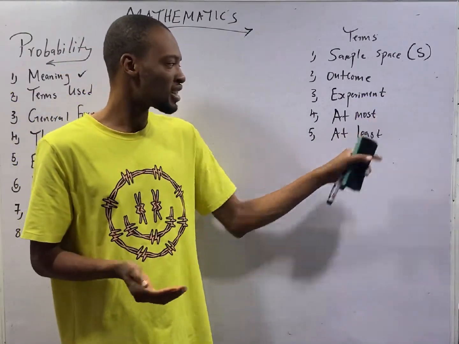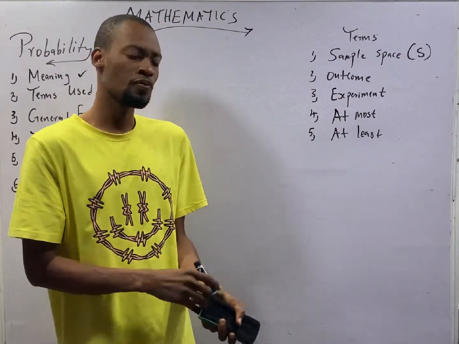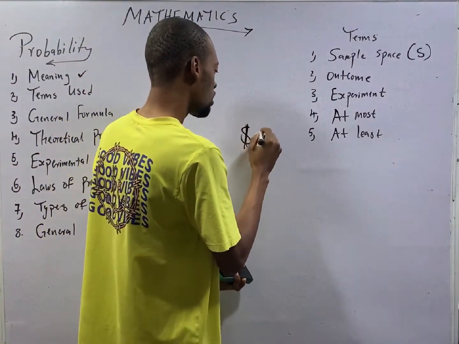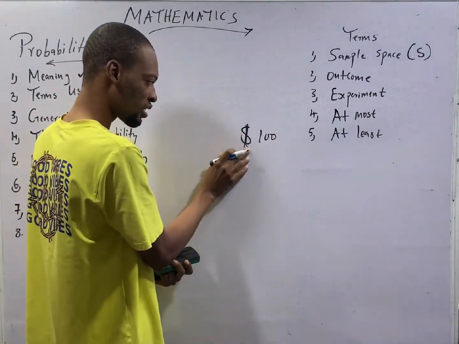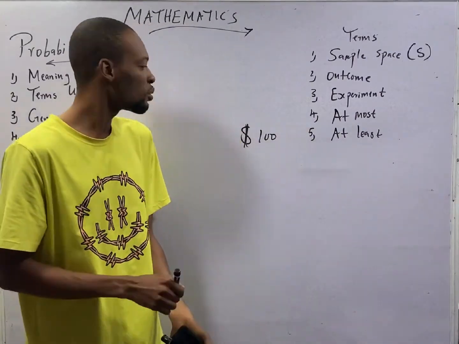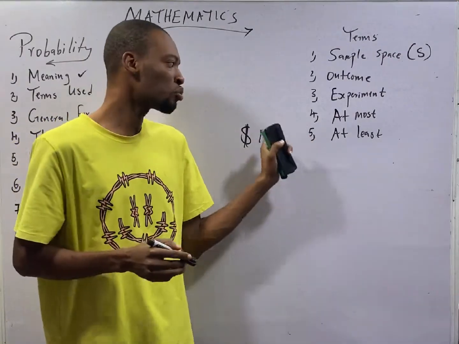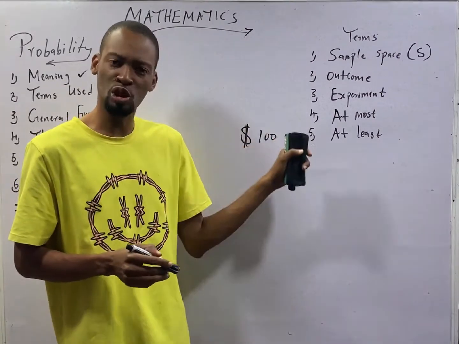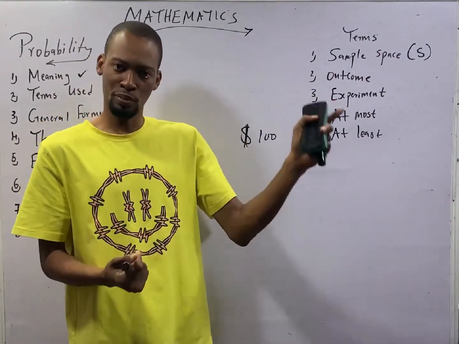When you hear "at most", it means a particular number or below. If you say John should be given at most $100, it means you can give John $100. You can give him $50. You can give him $1. You can give him $5. But don't give him more than 100. "At most" means the number or the value that is mentioned should be the maximum. It can go below, but it should not go above.